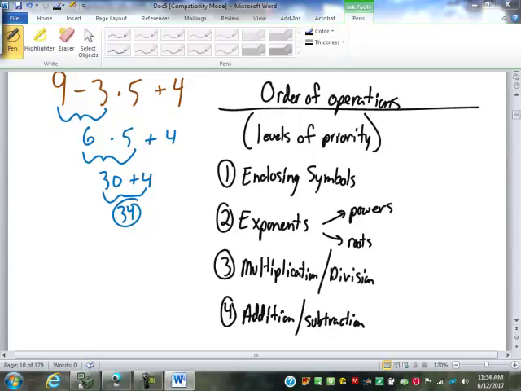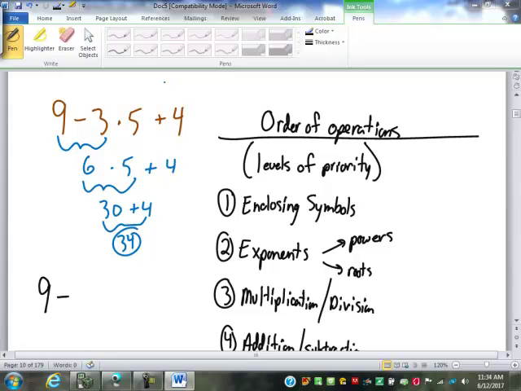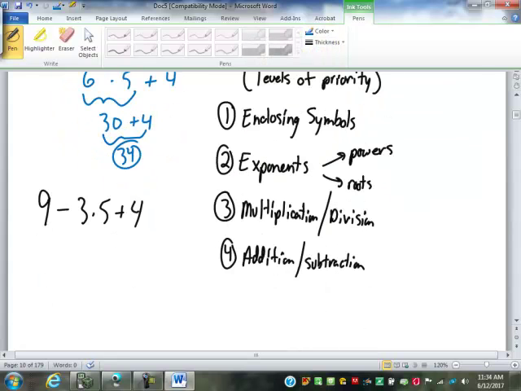So up here, to figure out what needs to be done first, do we have any enclosing symbols? No. Exponents? No. Multiplication and division? Yes, so we have to combine the 3 times 5 is 15. The rest of the problem does not change. Each step in an order of operations problem, you're combining 2 numbers to get 1, and the rest of the problem is staying the same.